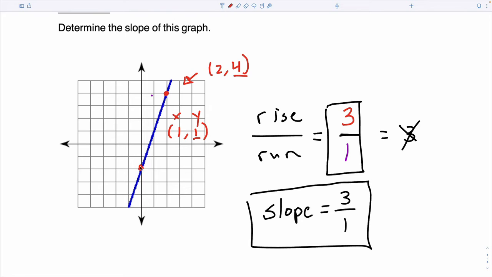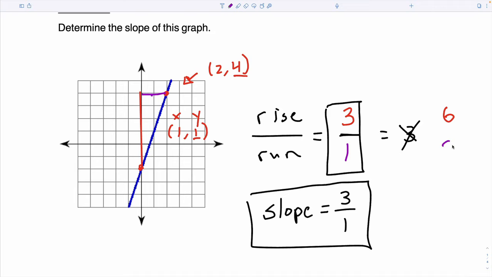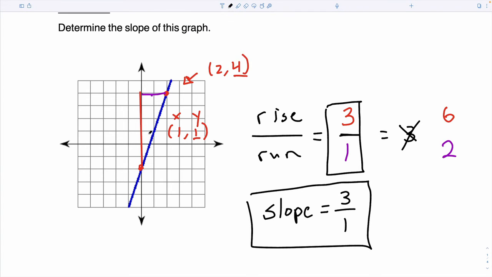Let's see. We're going to go up. Ooh, that's ugly. How many times? 6 times, okay? And then over, how many times? Is 6 over 2 the same slope? Yeah, it simplifies to 3 over 1. So any point will work. It may be easiest to find two that are close together, so you don't have to simplify. But 6 over 2 is the same as 3 over 1.